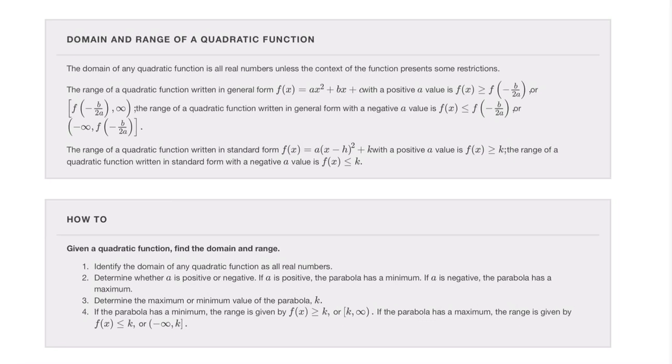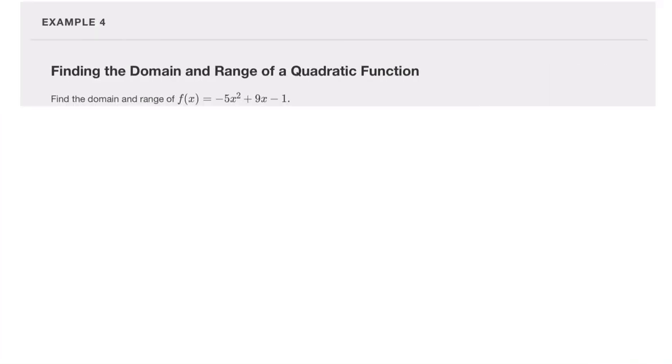Okay, so we'll get this. So find the domain and range of this guy. So again, with it being a quadratic, the domain is going to be all reals. So negative infinity to infinity.